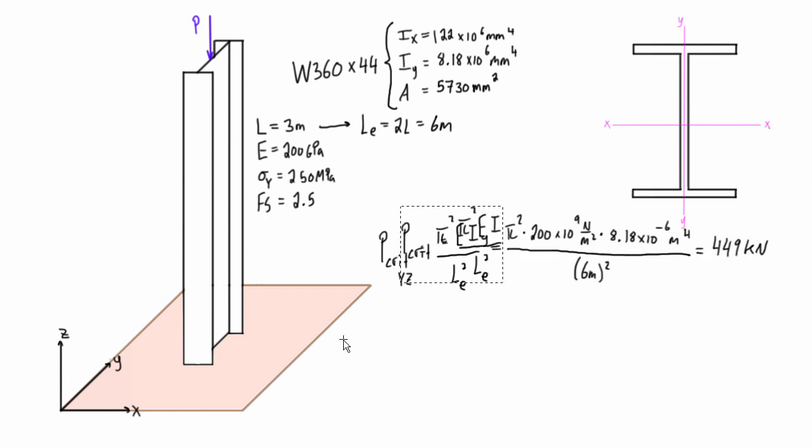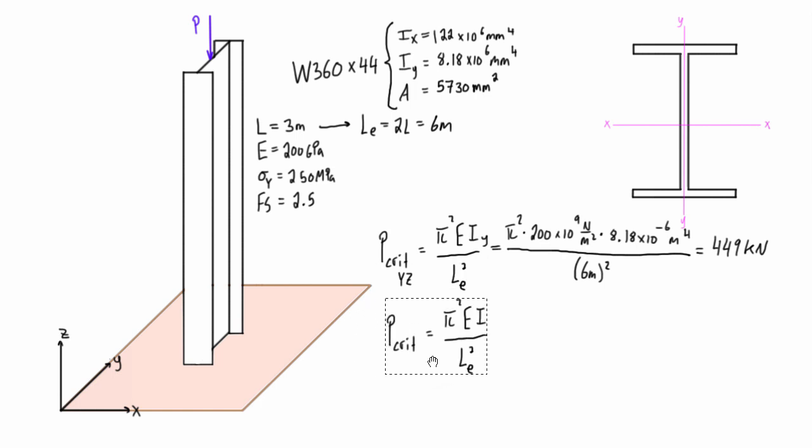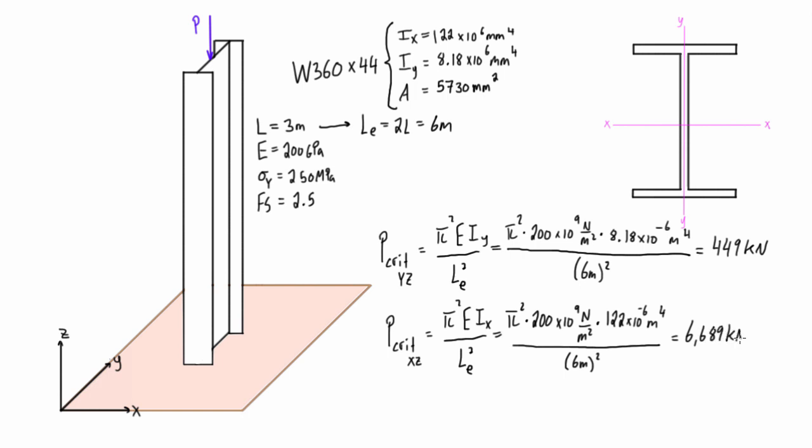Then we want to repeat this calculation for buckling in the XZ plane. We'll change our subscripts here, so we're looking for the P critical in the XZ plane. That means we use the moment of inertia about the X axis, so we'll give it that subscript. If we plug all of that in, we find that our P critical for buckling in the XZ plane is 6,689 kilonewtons. So the actual P critical for buckling in this case is 449 kilonewtons, because if we go all the way up to 6,000 to reach buckling in the XZ plane, we will already have buckled in the weaker plane, which is the YZ plane.